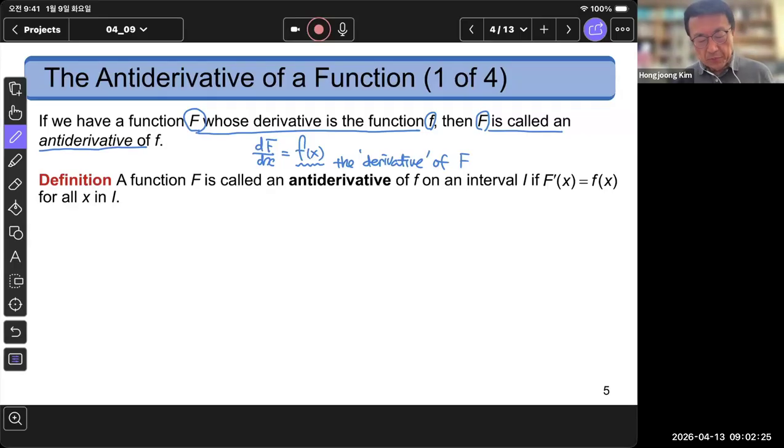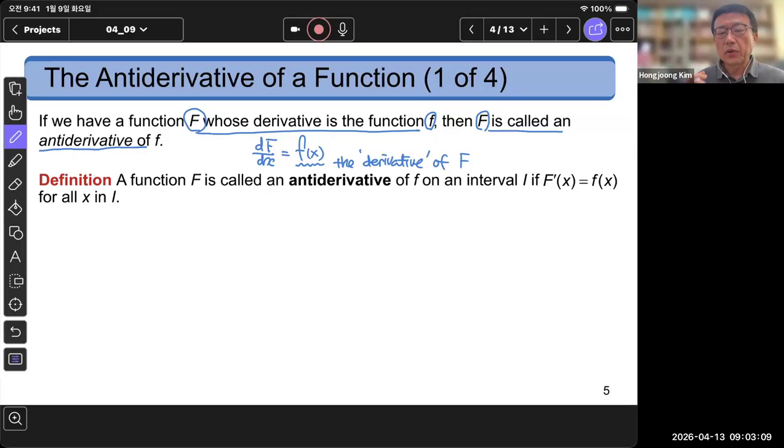So if lowercase f is the derivative of a certain function uppercase f, then please remember this uppercase f is called the antiderivative of this lowercase f. So in terms of the viewpoint, we have different names. Given uppercase f, lowercase f is the derivative. And given lowercase f, this uppercase f is called an antiderivative. Now, given uppercase f, you have only one derivative. In other words, given uppercase f, this lowercase f is uniquely determined, right?